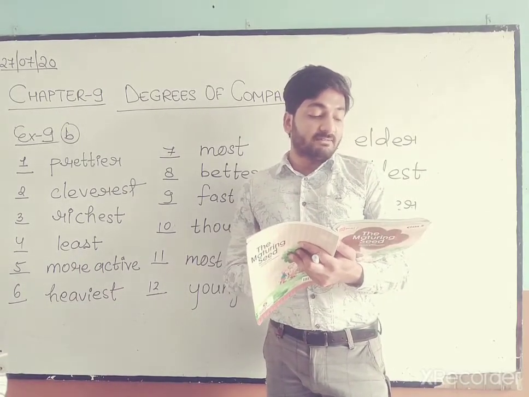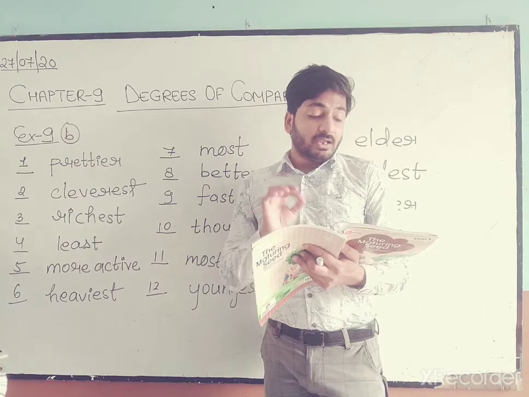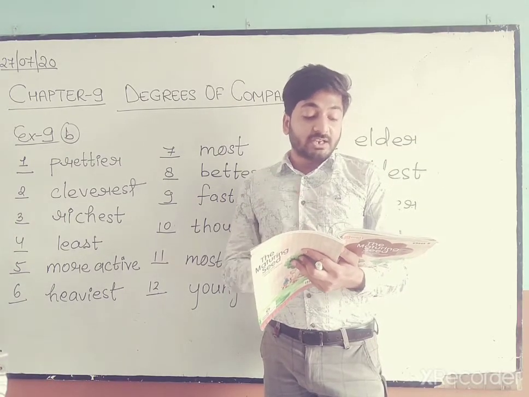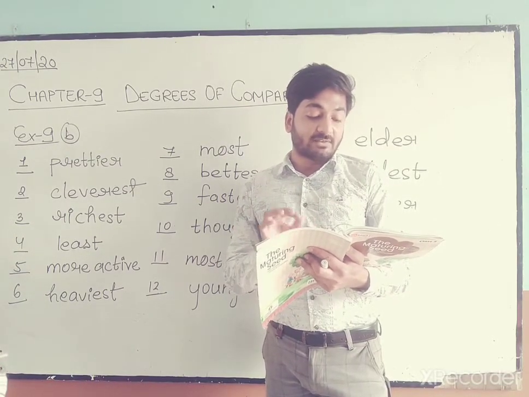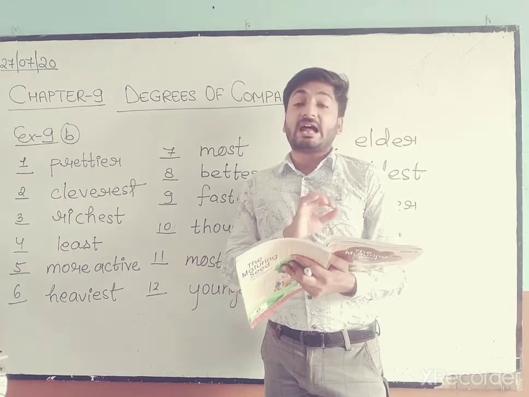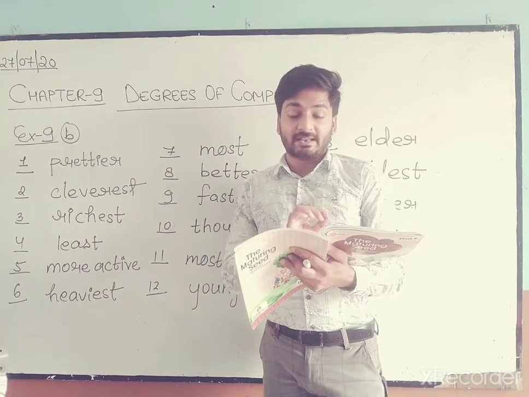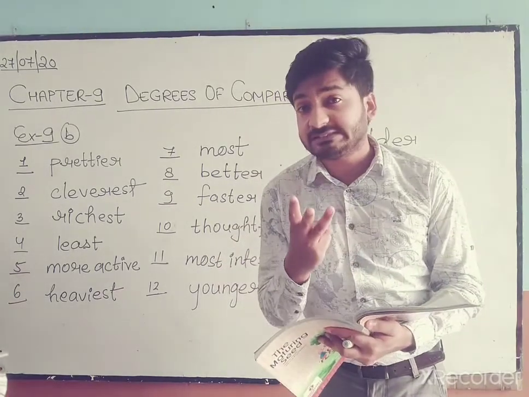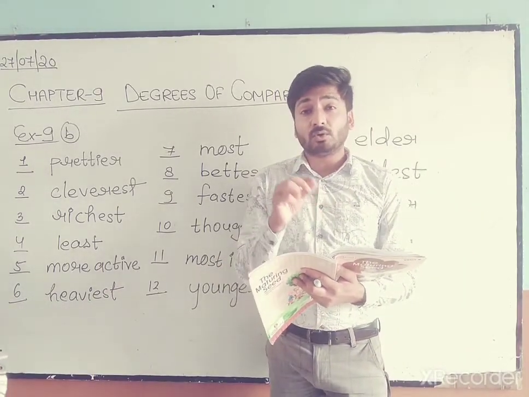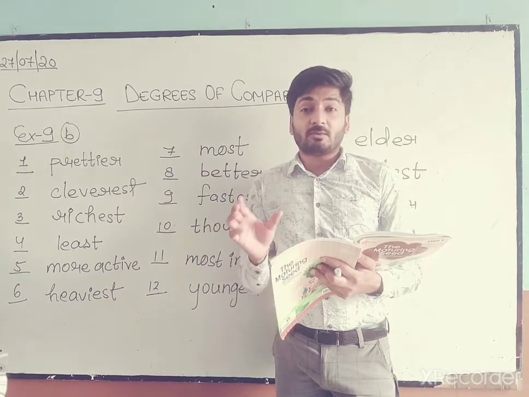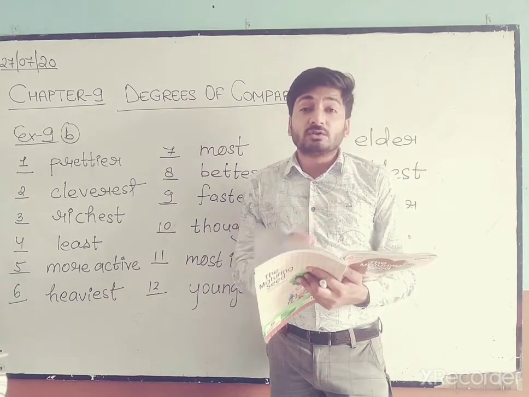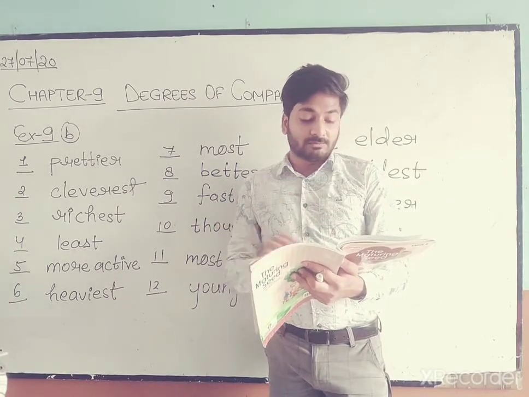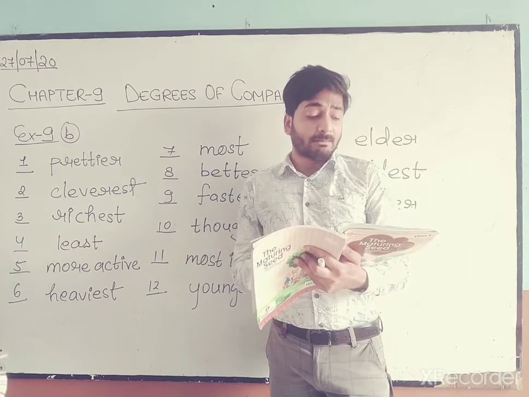Now come to number 7. She may be ignorant, but she is the dash lily I have ever seen. Beautiful and dash, दा लगा हुआ है dash से पहले, that means superlative form of beautiful will become, and beautiful has 3 syllables, 3 vowel sounds. That means most will be added. Most beautiful maybe.